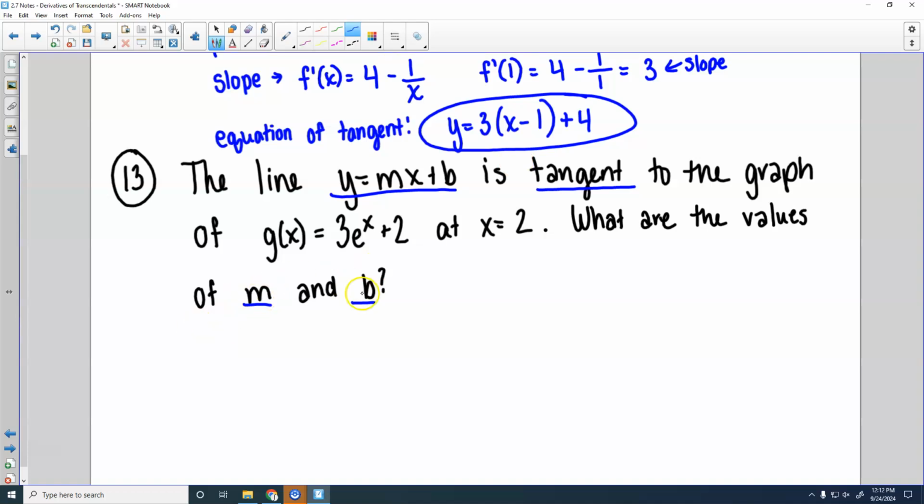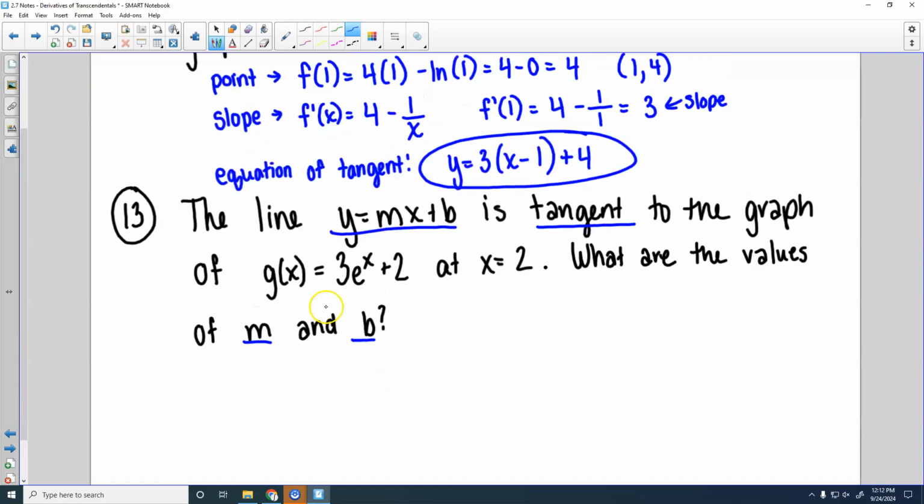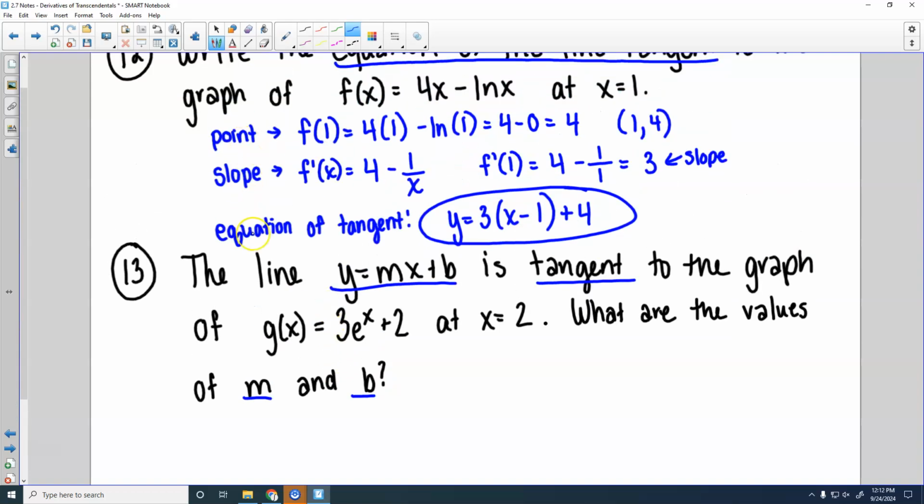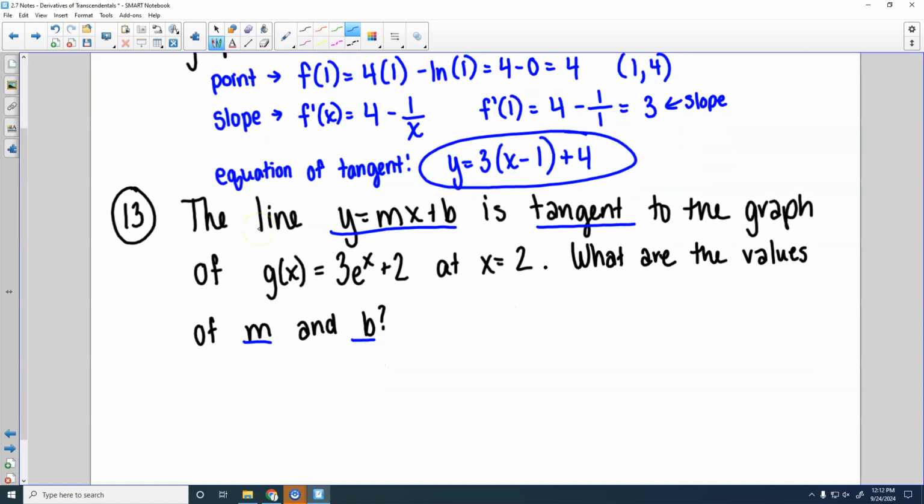But by asking for m and b, it's asking us to find slope and y-intercept. But the first 3 steps are going to be just like the last problem. A little bit messier, but just like the last problem. So to get our point, we're just plugging our number, which is 2, into our function. So g of 2 is going to be 3e squared plus 2.